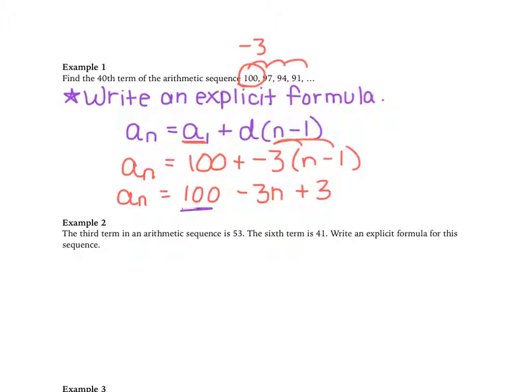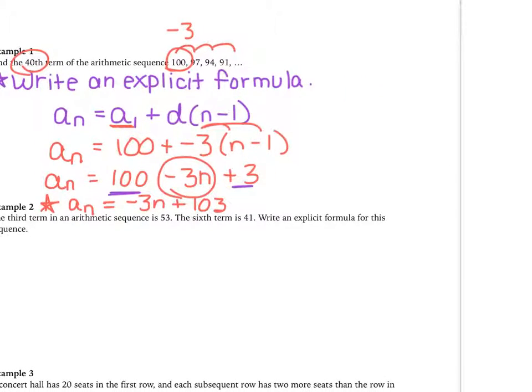And now I'm going to combine this, and I'm left with a sub n equals, and I'm going to put this first. I hope that doesn't freak you out too much. I'm going to do that so it looks like slope-intercept form. Negative 3n, and then when I combine the 100 and the 3, I get plus 103. Okay? So this here is now my explicit formula for this sequence, meaning I can now plug any term number into this formula, and I can get the term. So to find the 40th term, I'm going to plug in 40. To find the 50th term, I'm going to plug in 50. Okay?